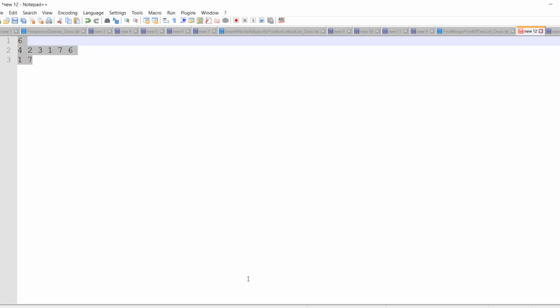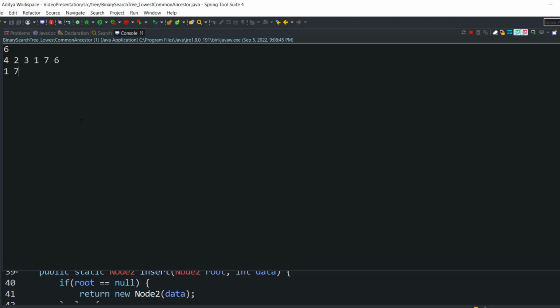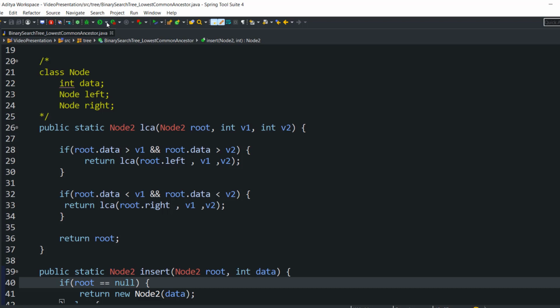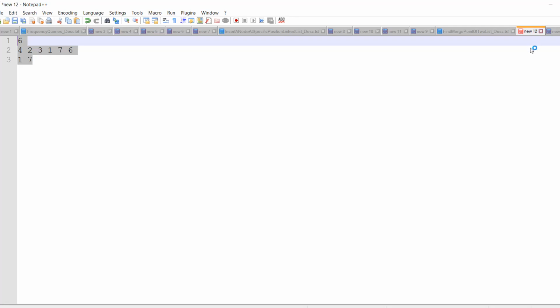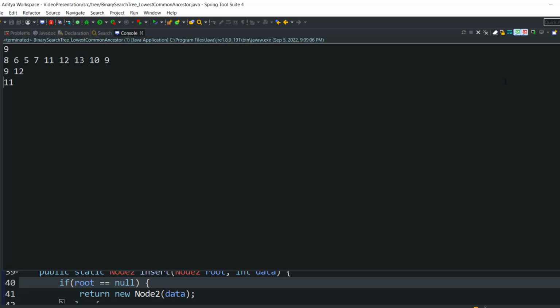Let's try this one. The answer of this one we already know, that one is 4, but we need to see that our code is working fine or not. Okay, we are getting our output. Now the next. This time 9 and 12 is given, and we know that with V1 V2 values 9 and 12 the answer should be 11. Answer came 11.